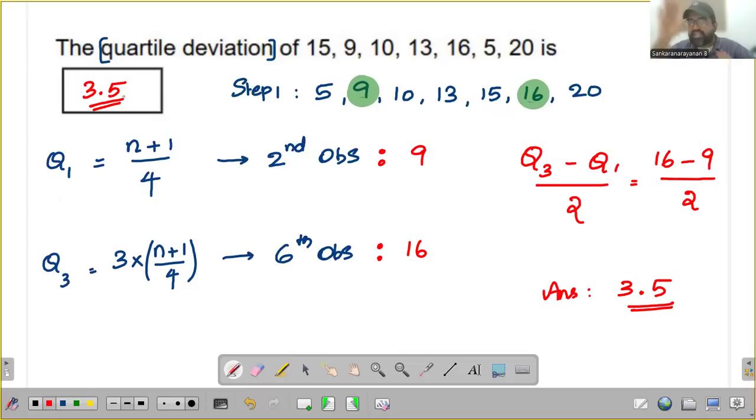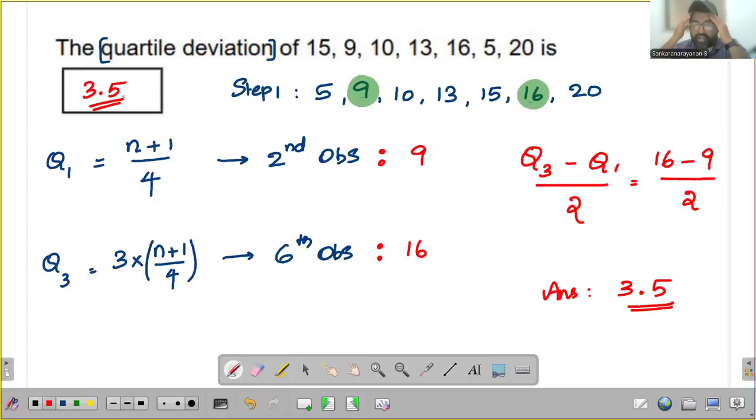So the steps that you have to follow here: present the given set of observations in the ascending order. Locate Q1, the first quartile. Locate Q3, the third quartile. How to find the first quartile? Look at the number of observations. It is equal to 7. So go for 7 plus 1 upon 4. That is equal to 8 by 4, the second observation, which is 9.